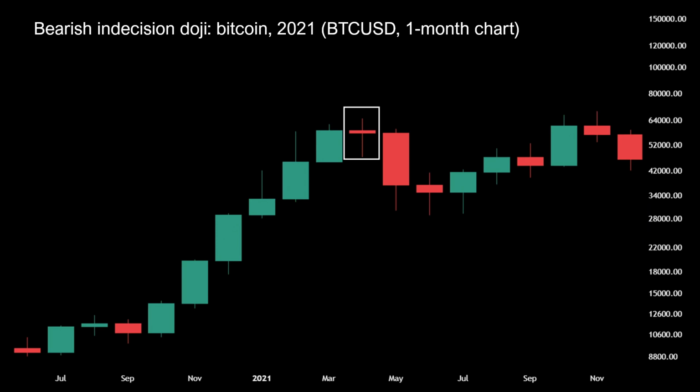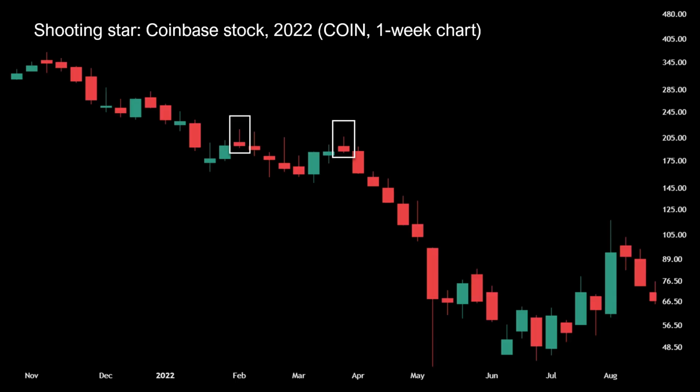Let's now look at some bearish trend reversal candles, starting with this indecision doji on the Bitcoin 1-month chart. Notice how there were 6 green candles before it. It's pretty clear to see here that the indecision doji was a sign sellers were gradually gaining strength. And as for Coinbase stock, here are 2 bearish shooting stars on the weekly chart, showing buyers couldn't quite get the momentum they needed to push prices higher.